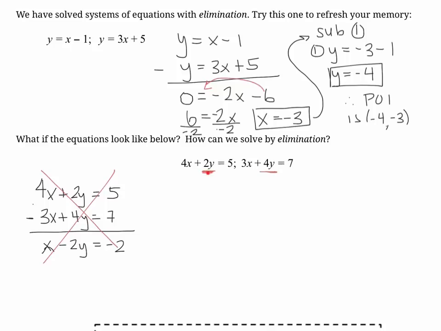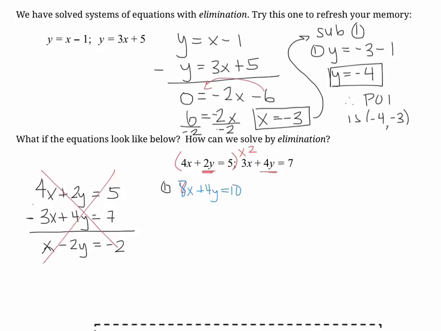What could I multiply this guy by to make this one? Well, what if I took the entire equation and multiplied it by 2? As long as I multiply 2 by every single term in the equation, it is still equivalent. So what if I rewrote this guy as 8x plus 4y is equal to 10? Is that the same thing as this? Well, if I were to divide everything by 2, I would get this equation. So yes, it is.